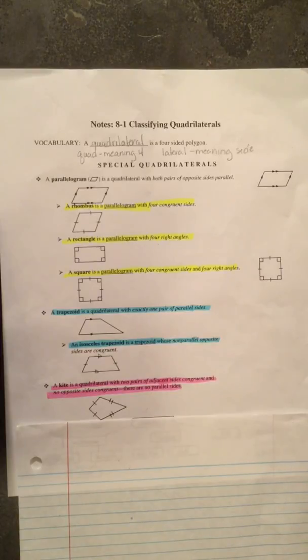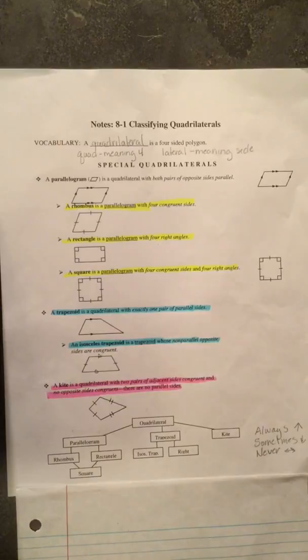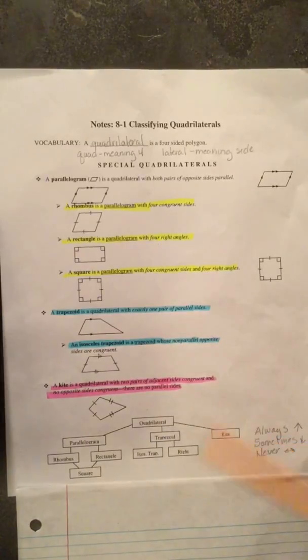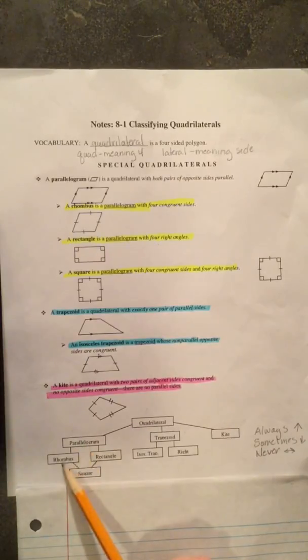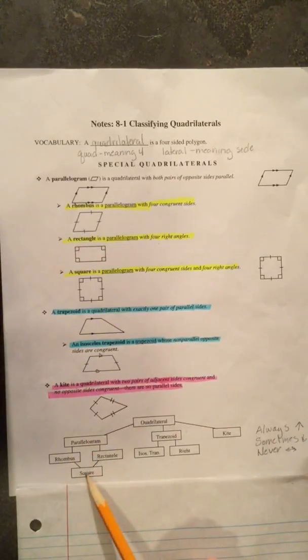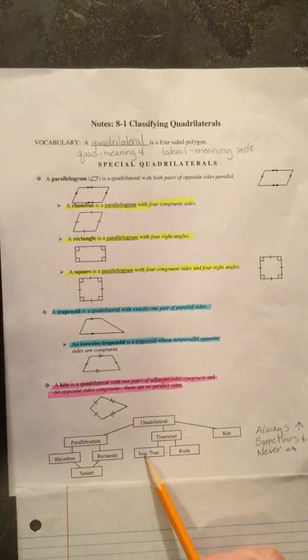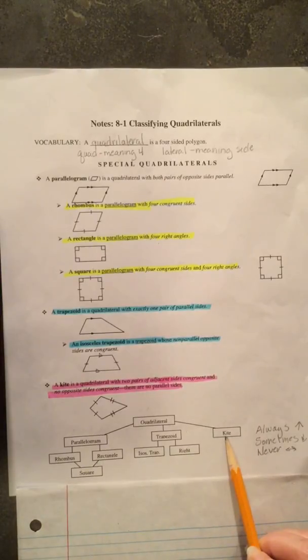Now, let's take a look at our quadrilateral tree. This is what we're looking at. Here's our quadrilateral. We said we have three types. Parallelograms, which includes the rhombus, the rectangle, and the square. The trapezoid, which includes both the isosceles trapezoid and a right trapezoid. And also a kite.